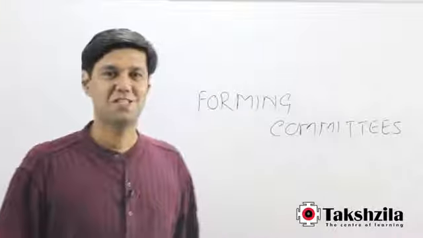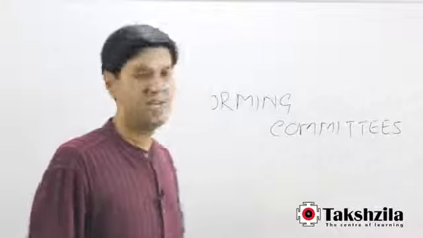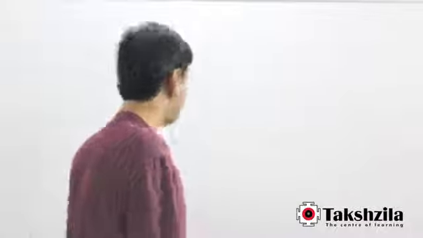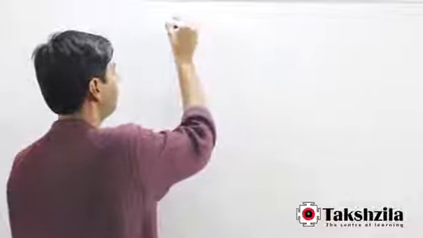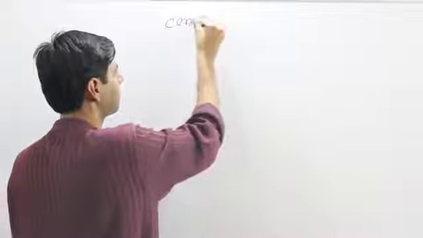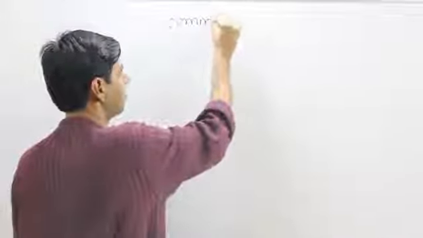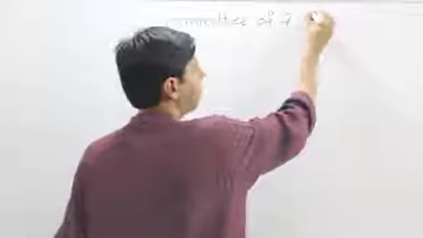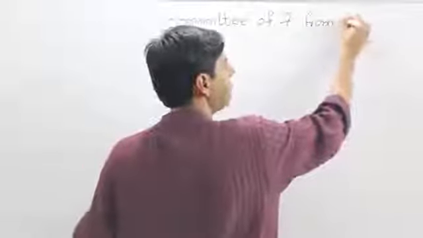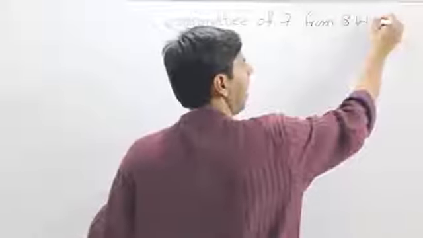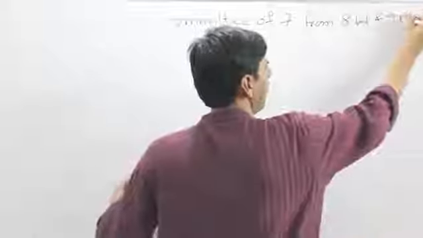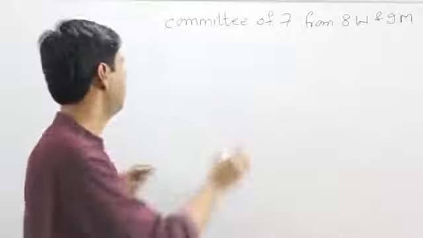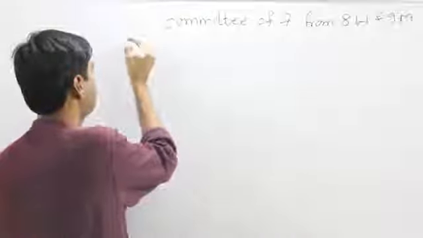A standard question on combination is that of forming committees. Let's say we want to form a committee of 7 members from 8 women and 9 men who are available. There's no other condition given, so let's take different questions out over here.